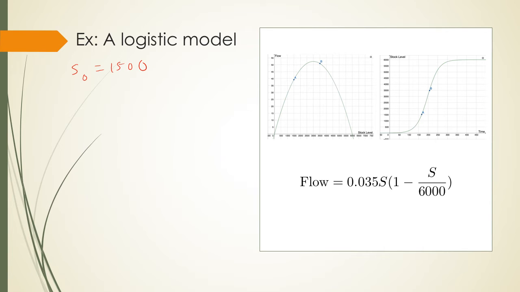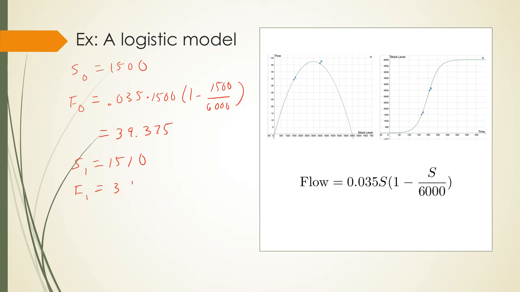Using the flow equation, we can compute the flow at this stock level. So we get F0 is equal to 0.035 times 1,500 times (1 minus 1,500 over 6,000). This comes out to be 39.375. If we move to a slightly higher stock level, say 1,510, we get a flow F1 of 39.549.